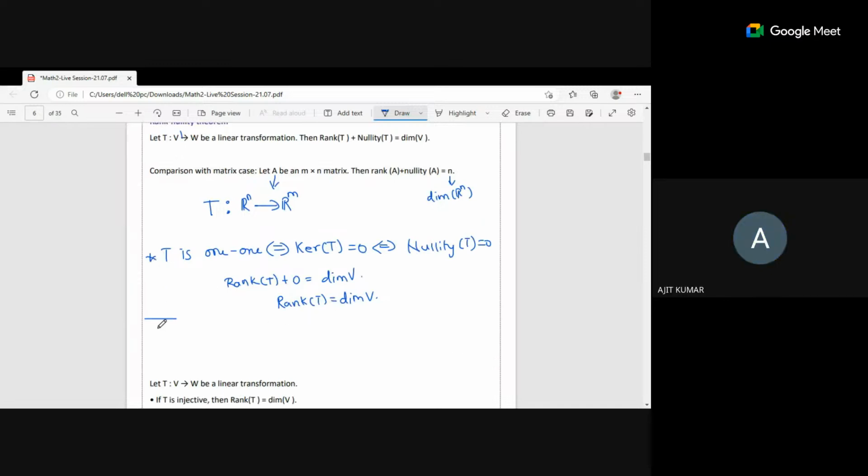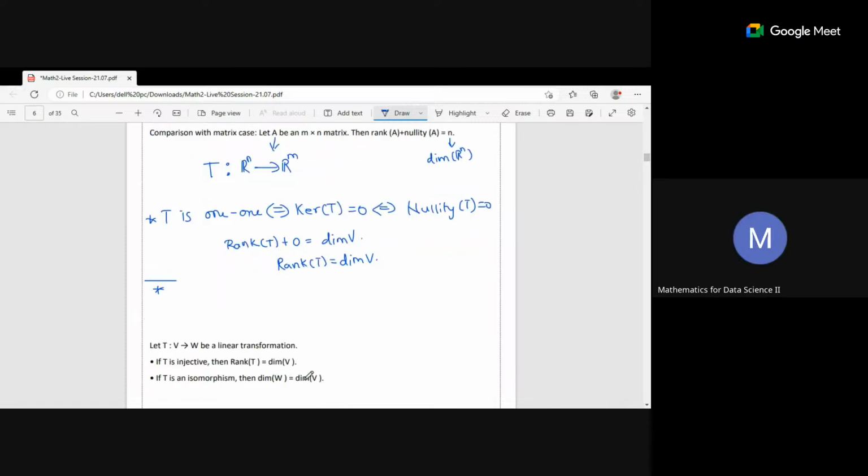So next, if T is onto. Here they are directly going to an isomorphism. So if it is an isomorphism, T is 1 to 1 and onto. So what happens? Your kernel of T is 0, so nullity is 0. And onto means what? What happens when T is onto?